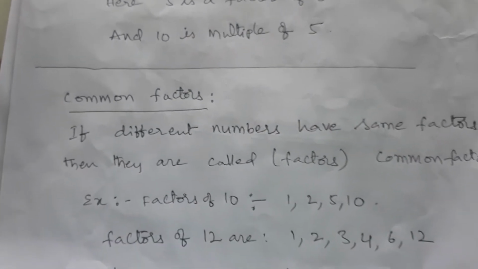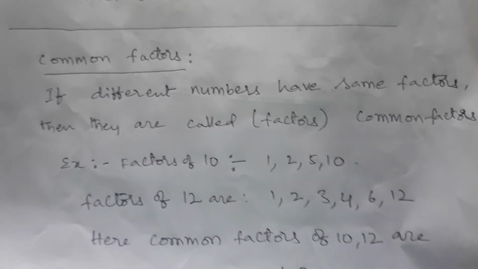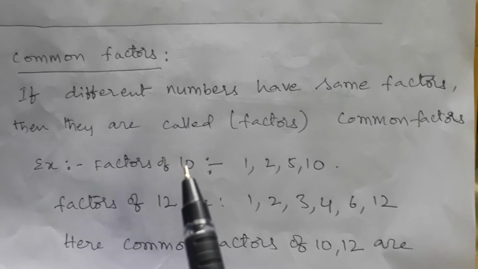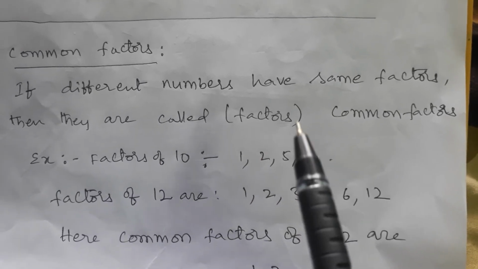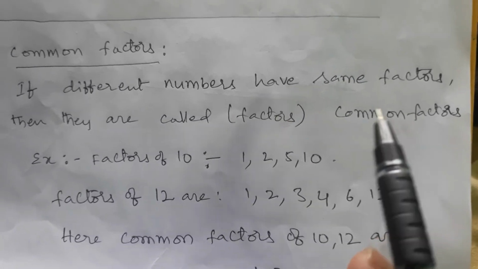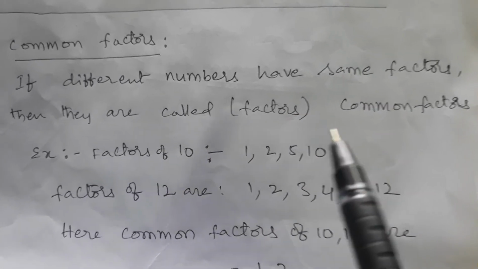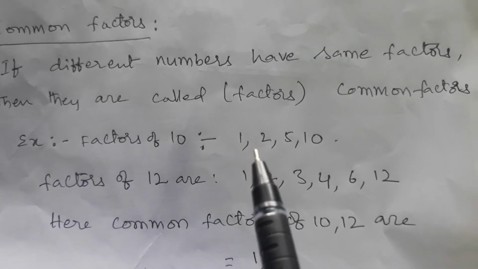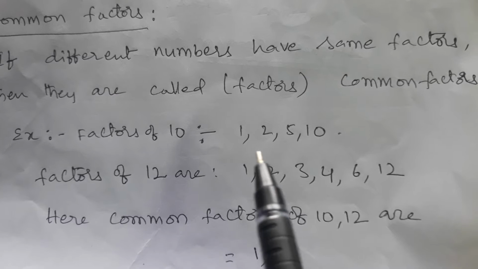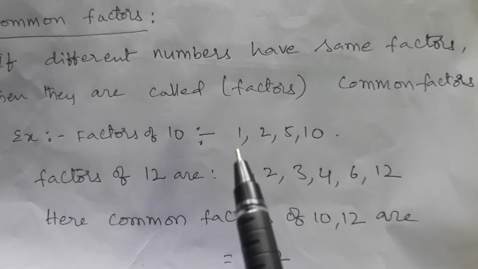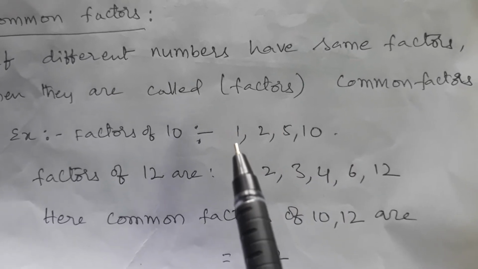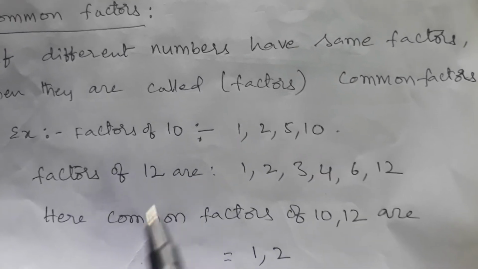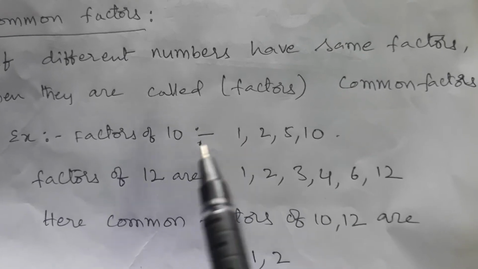Now common factors. If different numbers have the same factors, they are called common factors. Example: factors of 10: 1, 2, 5, 10. These are the factors of 10: 1 table, 2 table, 5 table, 10 table are possible in 10. So these are the factors of 10.